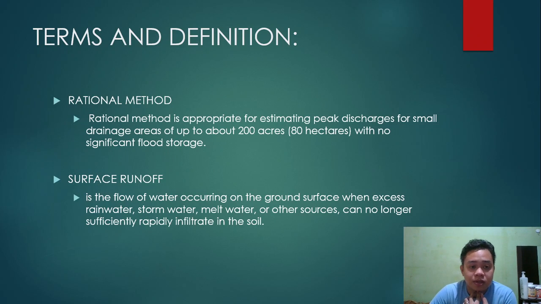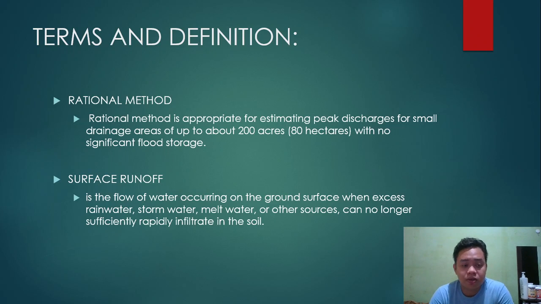So first, in terms and definition, the rational method is appropriate for estimating peak discharges for small drainage areas of up to about 200 acres or 80 hectares with no significant flood storage. So this kind of design is just for small drainage areas. If you will be designing above this kind of area, the rational method is not an appropriate design method to be used.